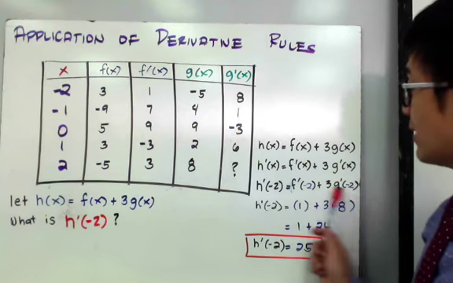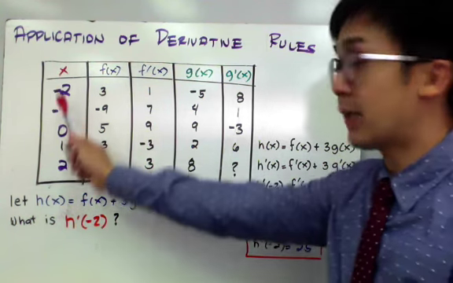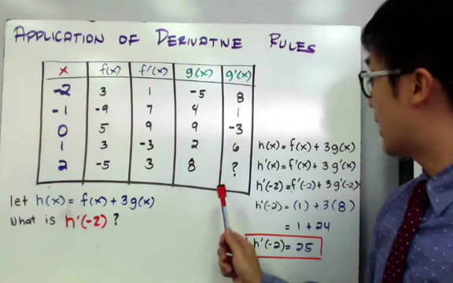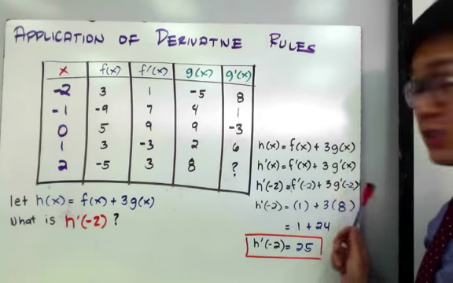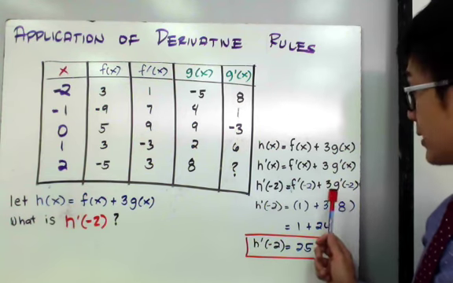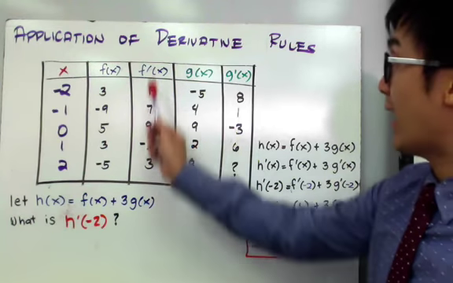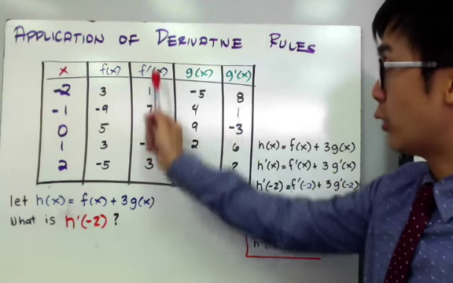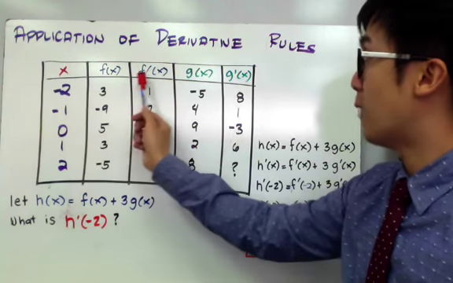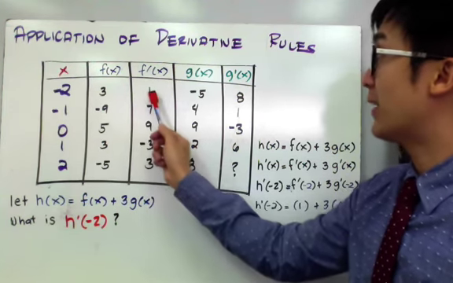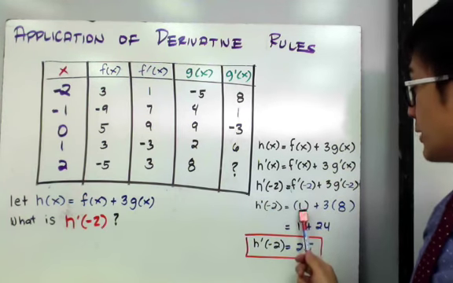And by having this function, we can now use our table of values to replace f prime of negative 2 and g prime of negative 2 by the specific values given by the table. So let's start with f prime of negative 2. We are looking at the f prime of x column, and we replace x by negative 2. So f prime of negative 2 gives us the value of 1.